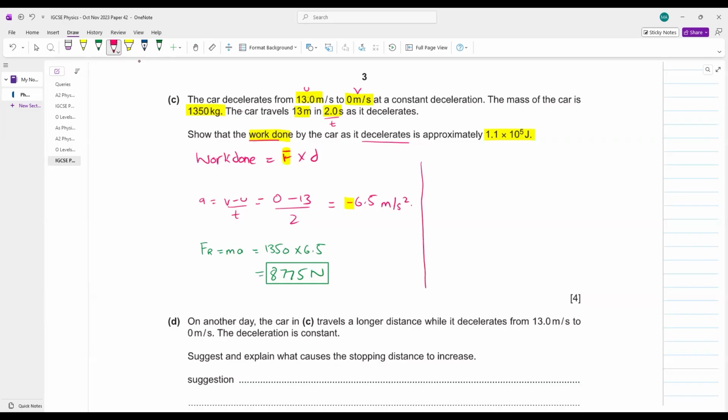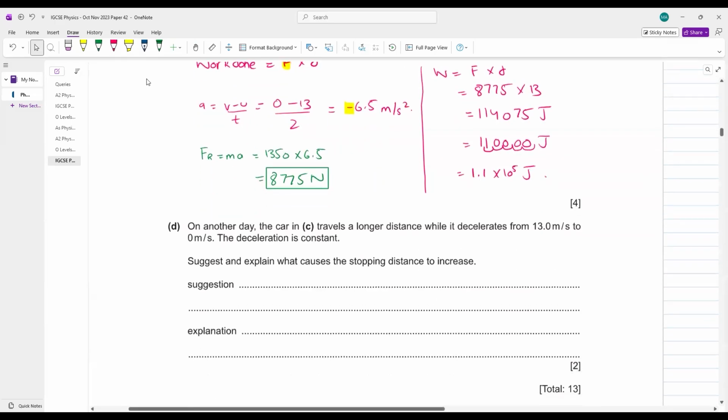Can you now calculate the work done? Yep. Work done is equal to force into distance traveled. Force is 8775. Distance traveled is 13. Multiply. What does your work done come out to be? Work done comes out to be 114075 joules. If I round it off till two significant figures, 110000 joules. And if I put it in standard form, 1, 2, 3, 4, 5. This will become 1.1 into 10 to the power of 5 joules as your answer.